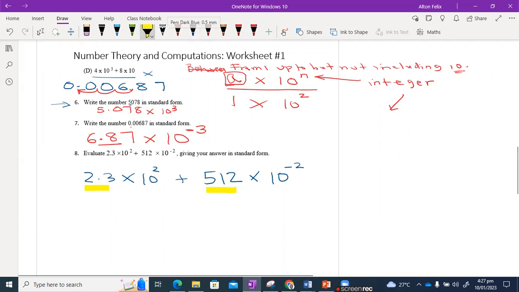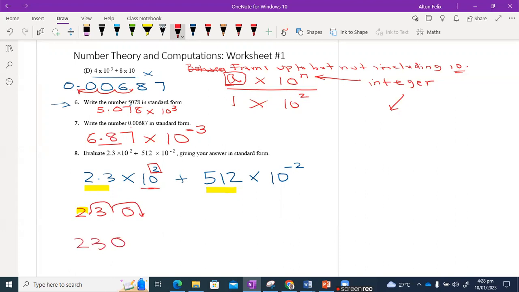So let's do just that. If you are given 2.3 by 10 squared, a couple of ways we can do this. Let's try this one first and see if it works. So 10 squared means what? You are moving that point 2 places to the right. 1, 2. So you'll add a 0 right here. So 2.3 by 10 squared is really 230.